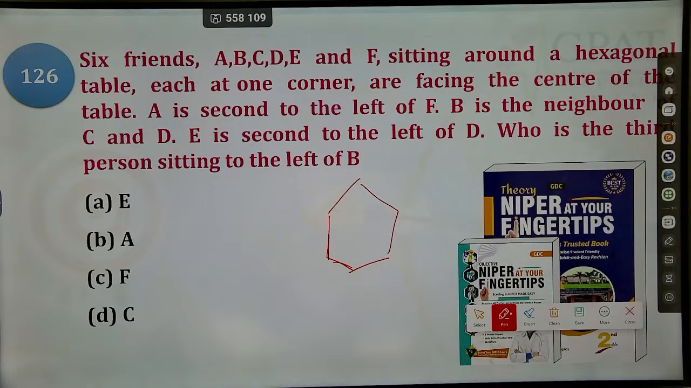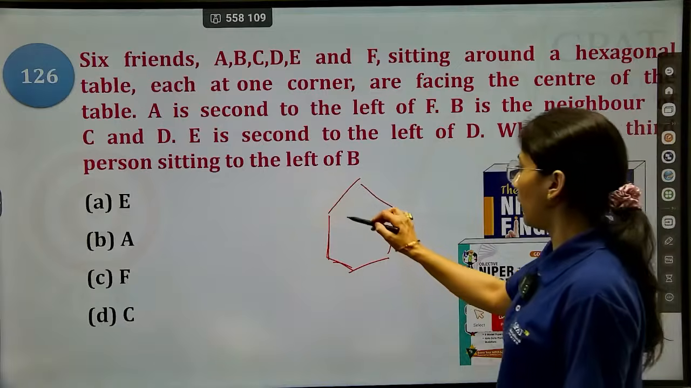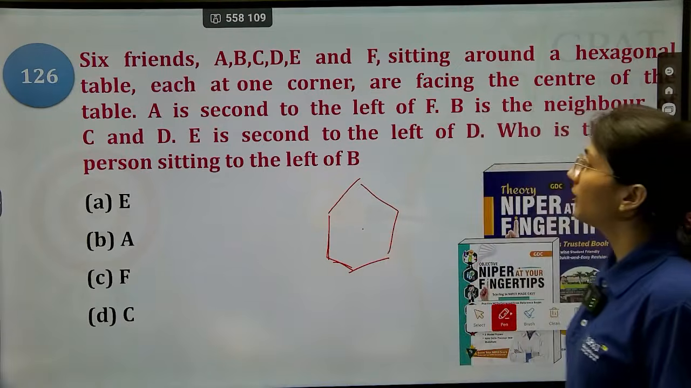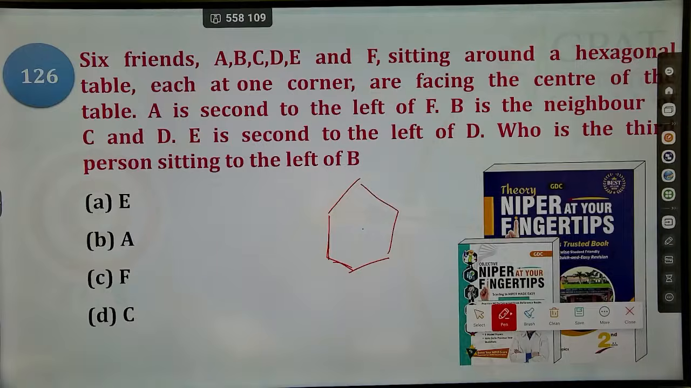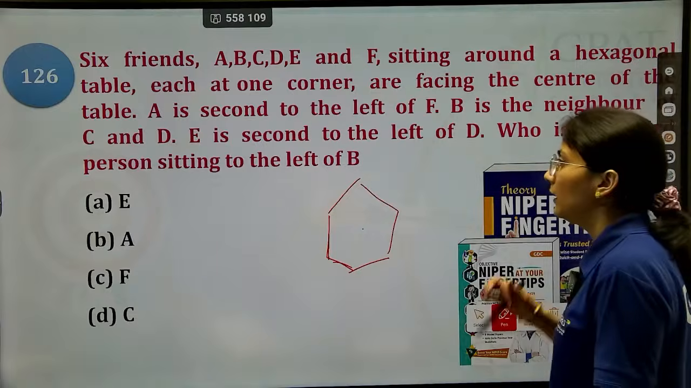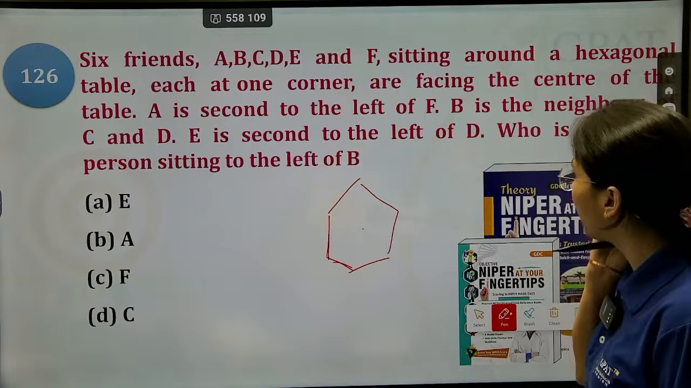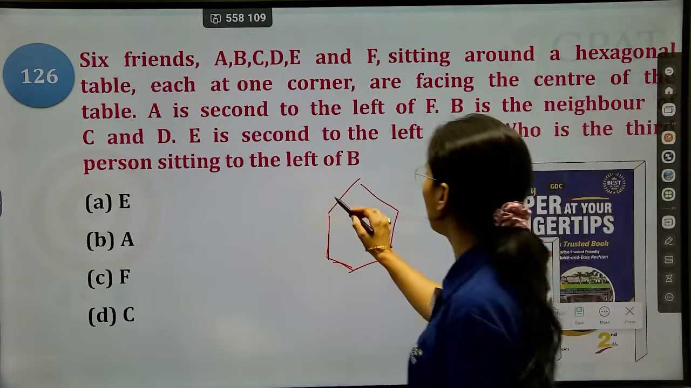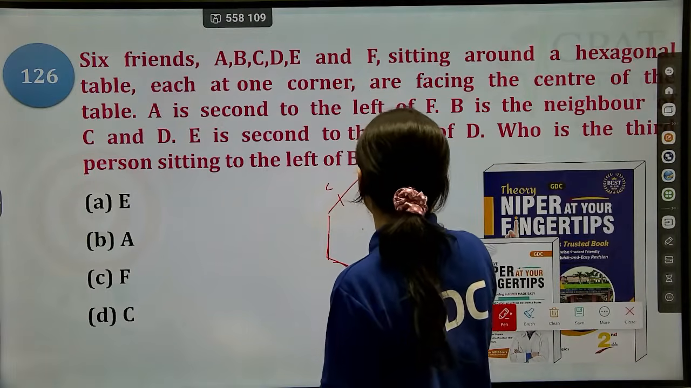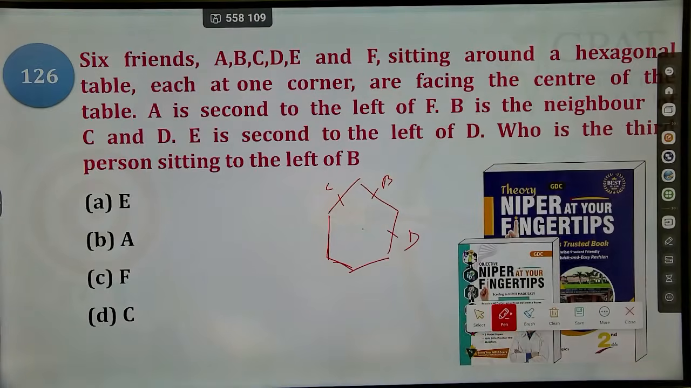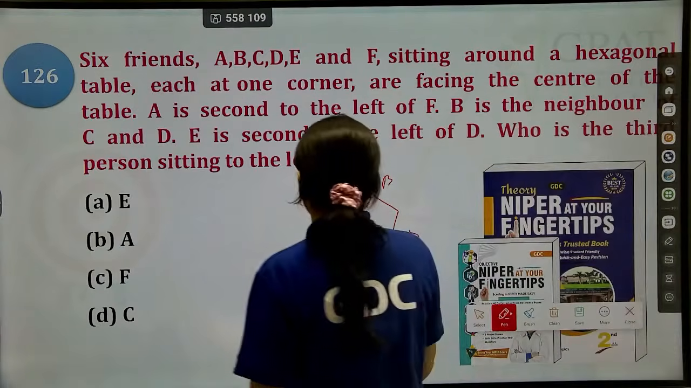Each is at one corner, facing the center of the table. So all are facing the center. A is second to the left of F. B is the neighbor of C and D. E is second to the left of D. So what we get? That is C, B, D, A, E, F.